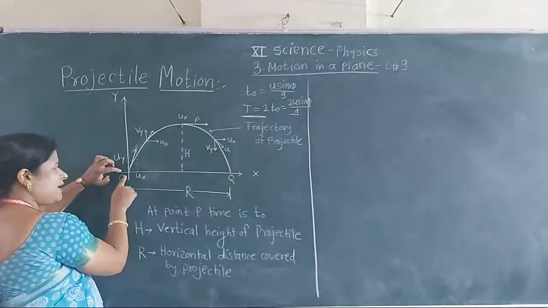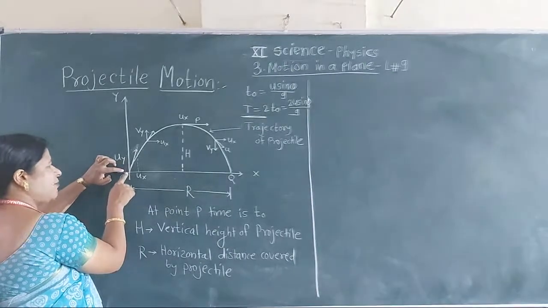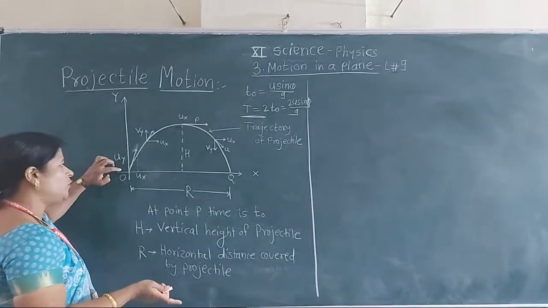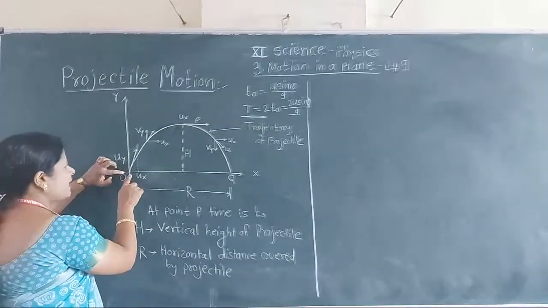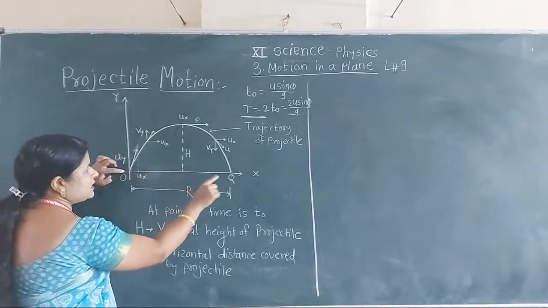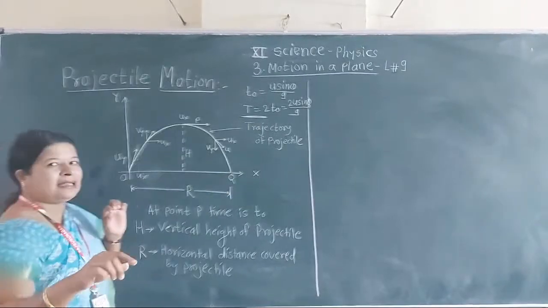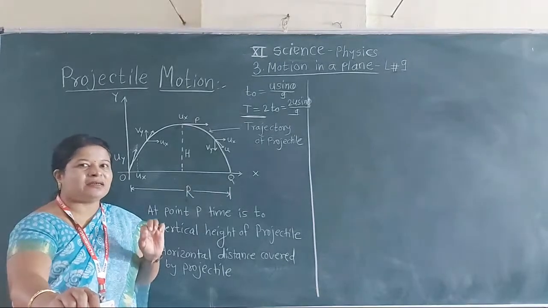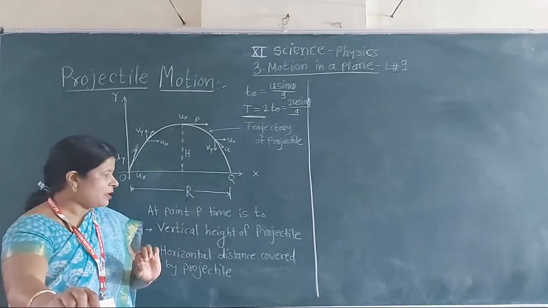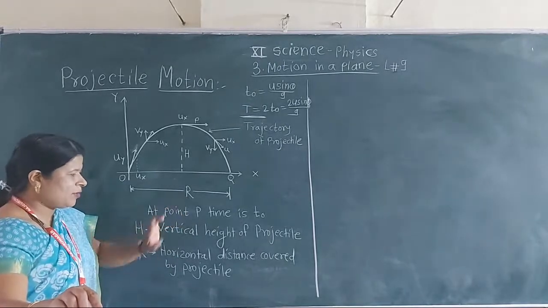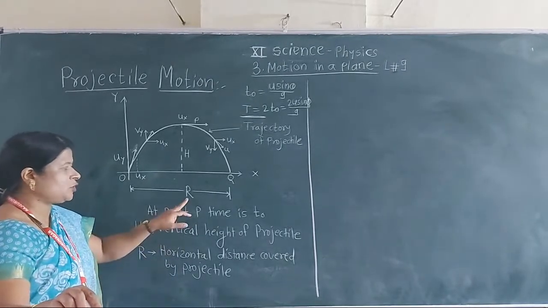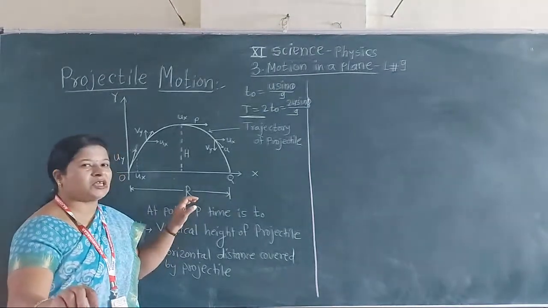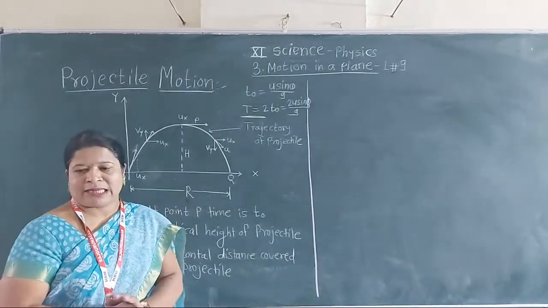The vertical velocity of the projectile at point O is the same as at point Q. So we have to find this horizontal distance of the projectile, and that horizontal distance we call the range of the projectile. We show this range by the letter R. Now we have to find the equation for the range of a projectile.